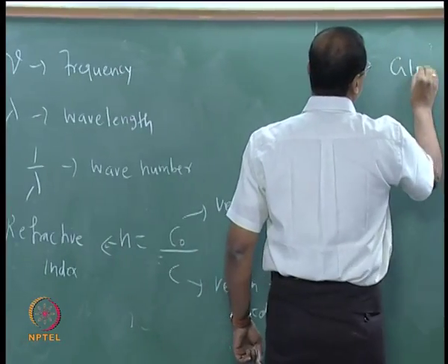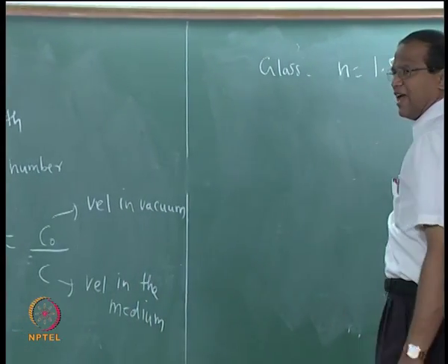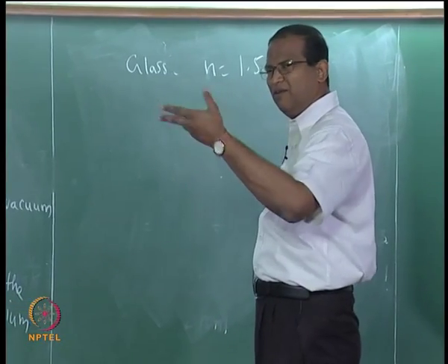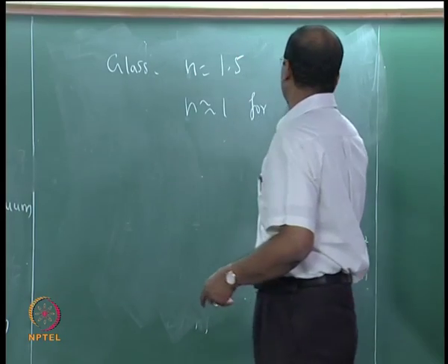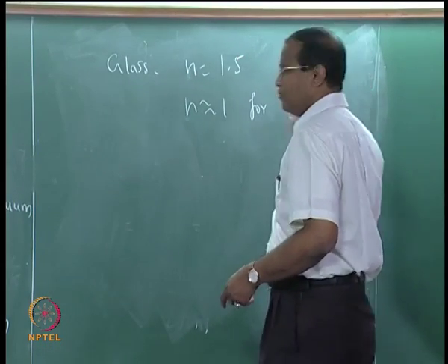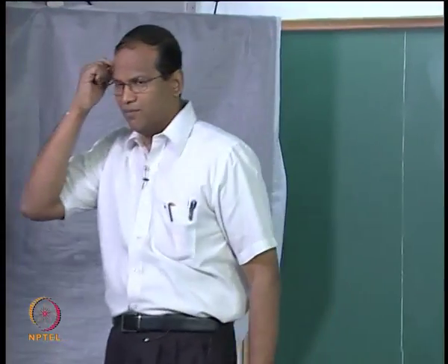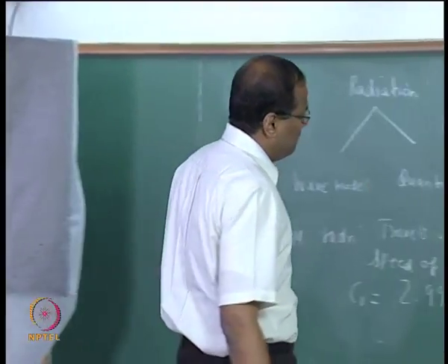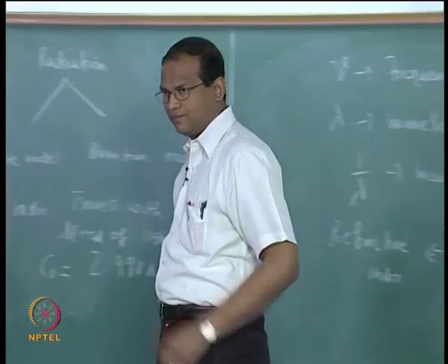Glass, what is the refractive index? 1.5, good. For gases, for air generally it will be very close to 1. We can say n is approximately 1 for gases. For vacuum it is 1.000 whatever, for other gases it will be slightly more, but it will be equal to 1, okay. Now we look at the electromagnetic spectrum.